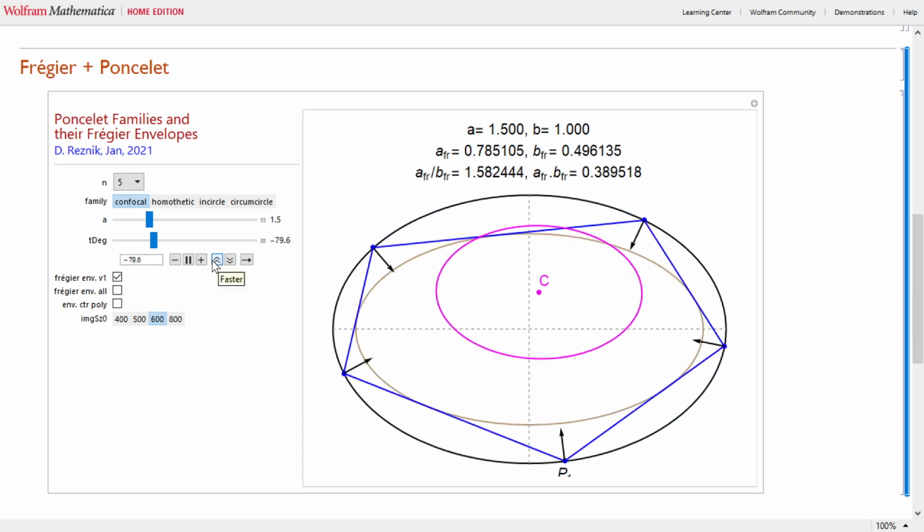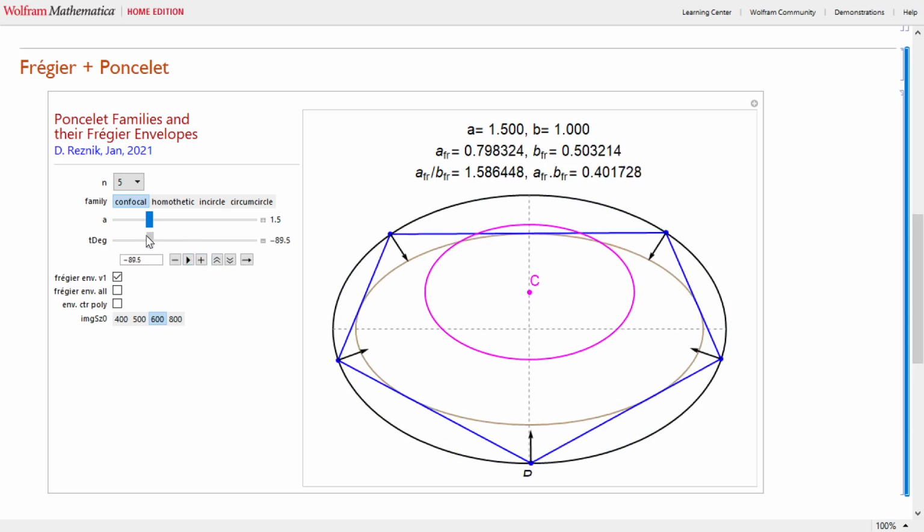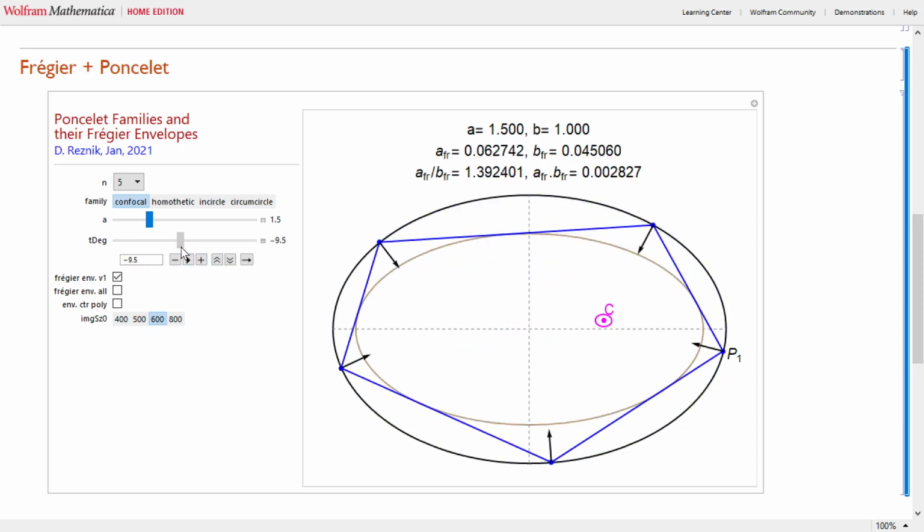These are not animating. There's a bug. Okay, that's okay. I'm going to stop it. I'm just going to do it by hand. So what happens when I animate the 5 periodic family in the elliptic billiard?